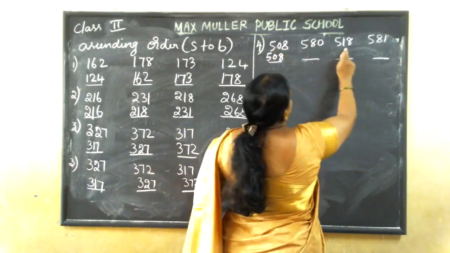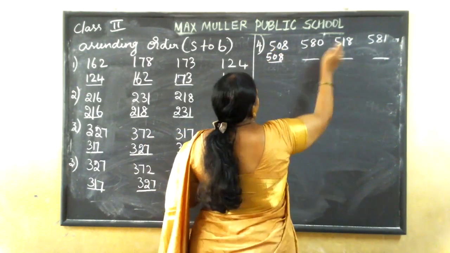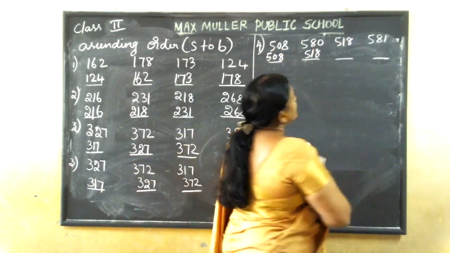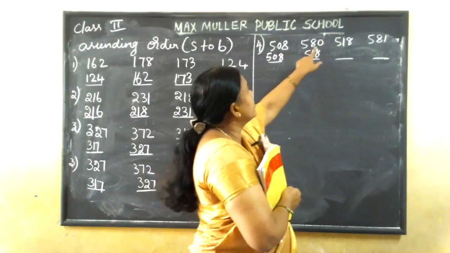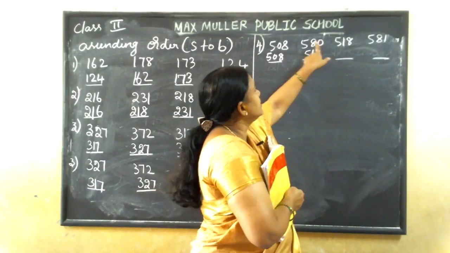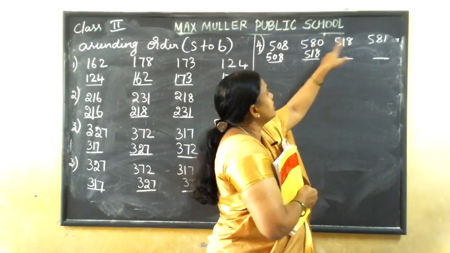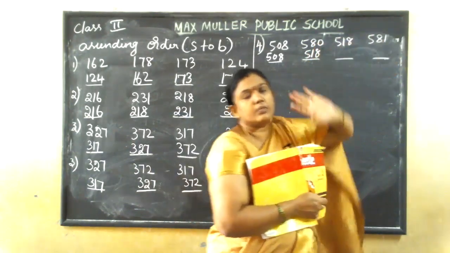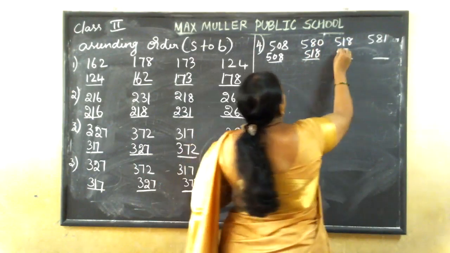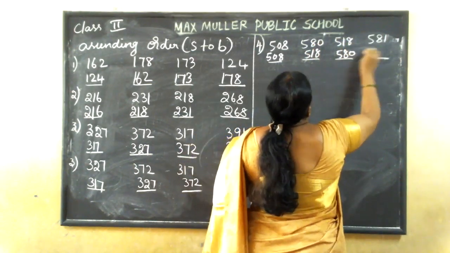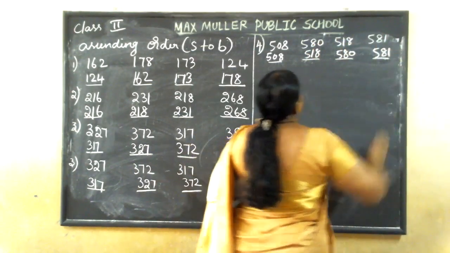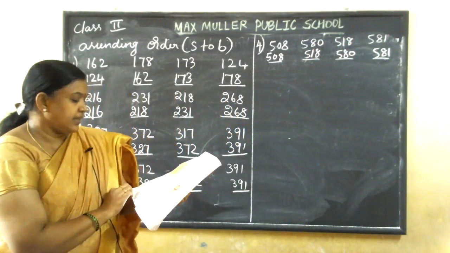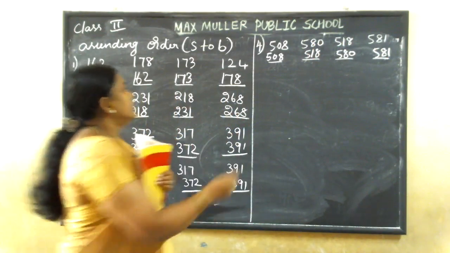After that 8, 1, 8. Which one small? 1 is the small. So 518. If in tens side both the numbers are same, we'll go to ones number. See, 8 also is there. So now we'll go to ones number, 0 or 1. Which one small number? 0. After that, 581.